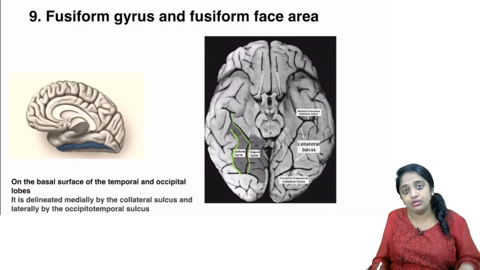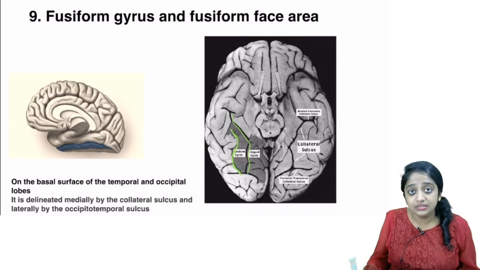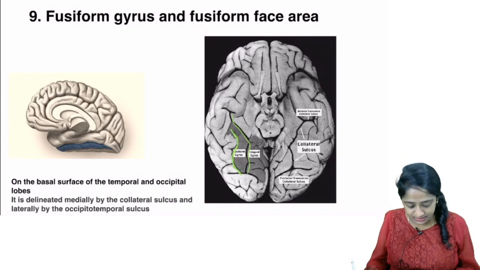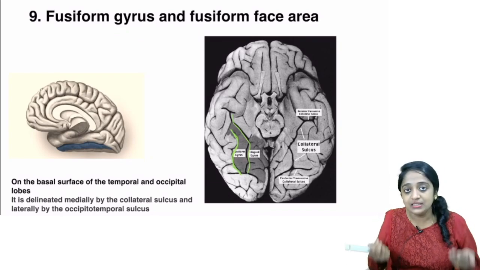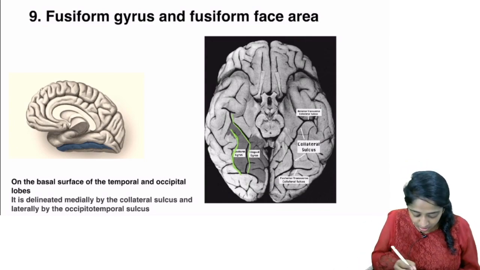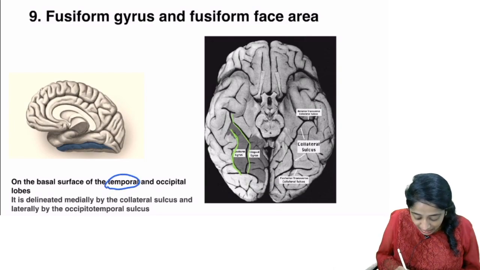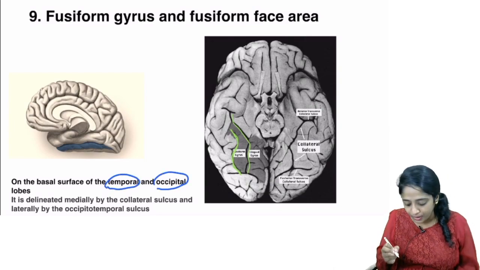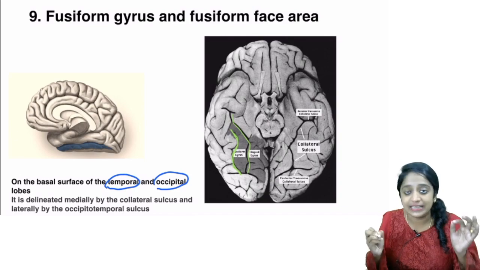Now coming to yet another important area, known as the fusiform gyrus. So where is it located? It is located on the basal surface of the brain, occupying the temporal and the occipital lobe. So can you be more specific? Yes.